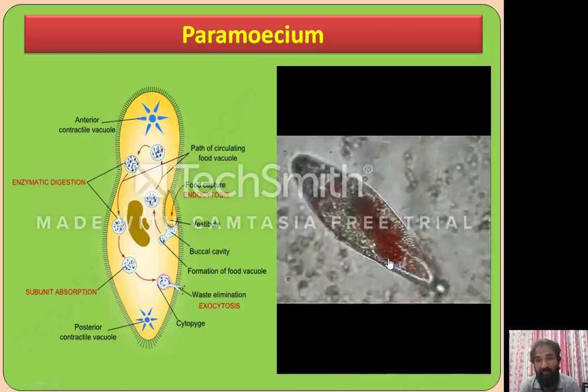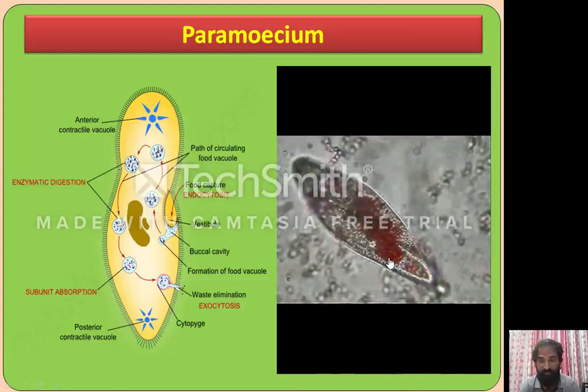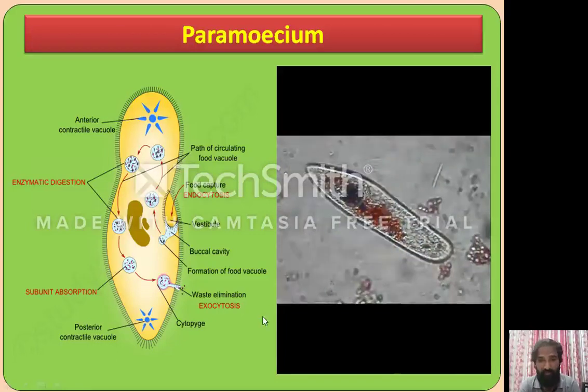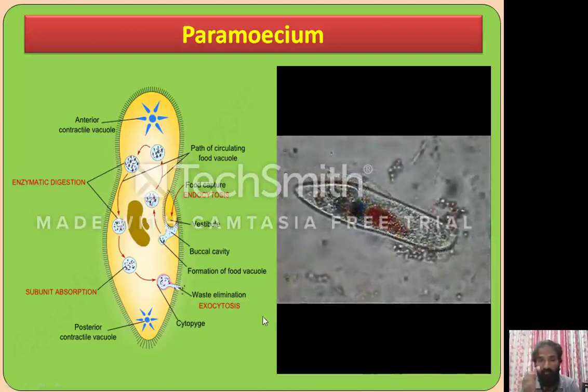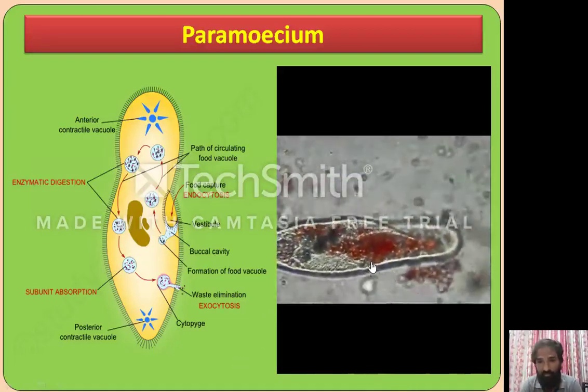So it is a real microscopic nutrition in amoeba, and nutrition in paramecium videography. These are the two examples of heterotrophic nutrition, in amoeba as well as in paramecium. Now coming to the next slide.